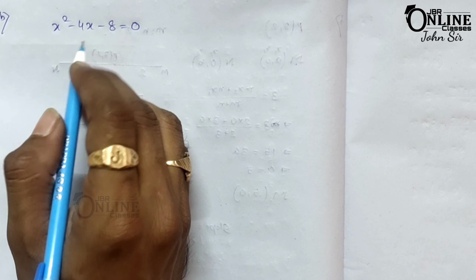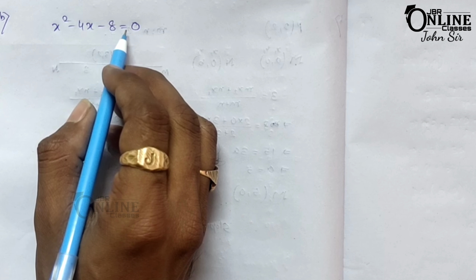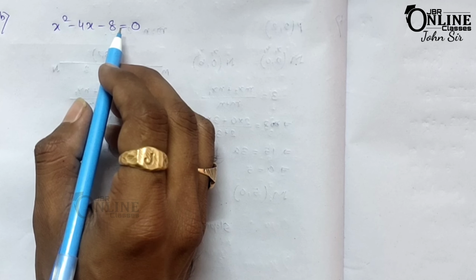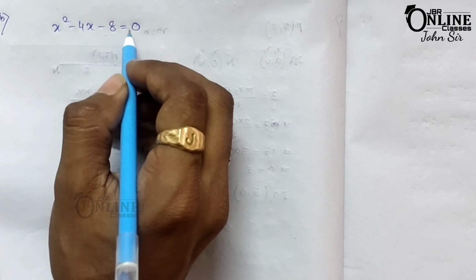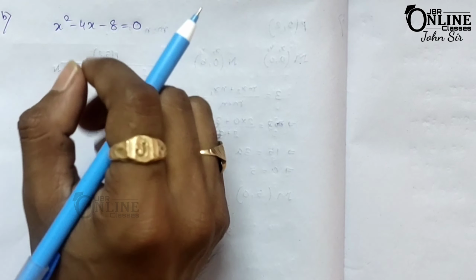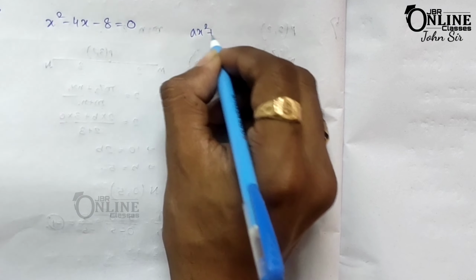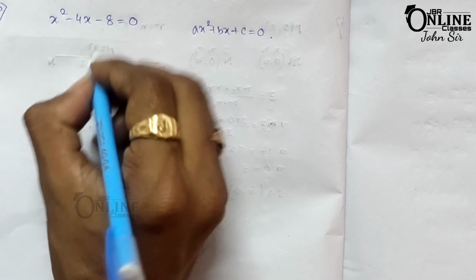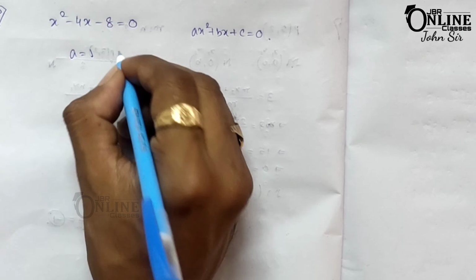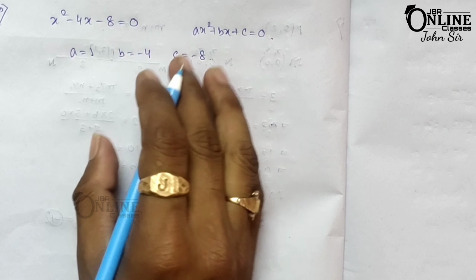Now sum number 4b. Solve for x the quadratic equation x square minus 4x minus 8 equal to 0. Give your answer correct to 3 significant figures. Okay, so here x square minus 4x minus 8 equal to 0 is the given quadratic equation, and if you compare this equation with ax square plus bx plus c equal to 0, then you will get a equal to 1, b equal to minus 4 and c equal to minus 8.